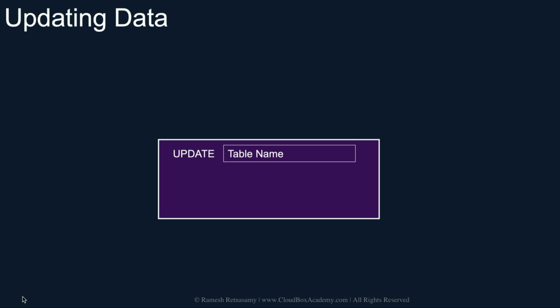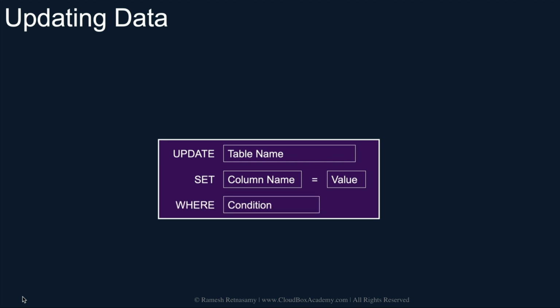It then is followed by the keyword set, in which we specify the name of the column for which the data needs to be updated and assign that with a new value. We can then optionally follow that with a where condition. Where condition is optional, but please be careful. If you don't specify the where condition, every single record in the table will be updated. So most of the time you will see a where condition.